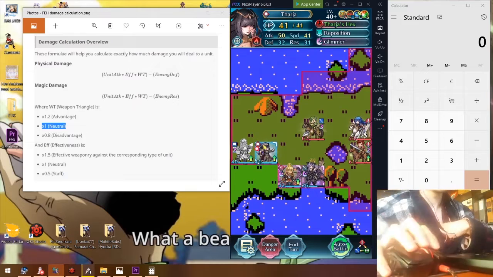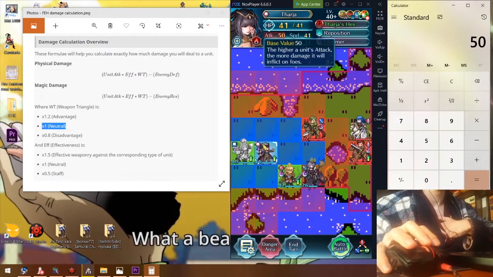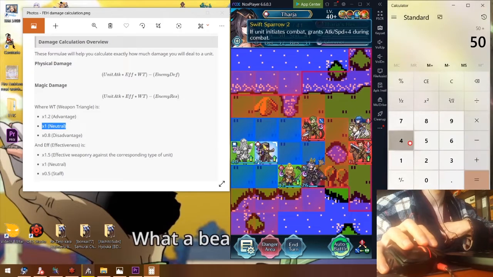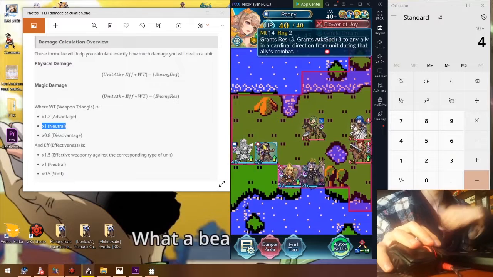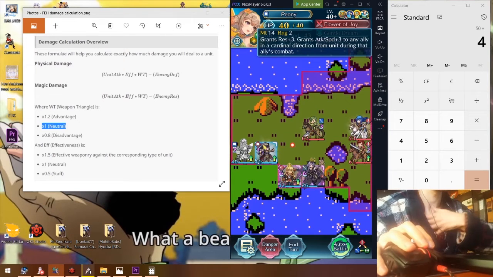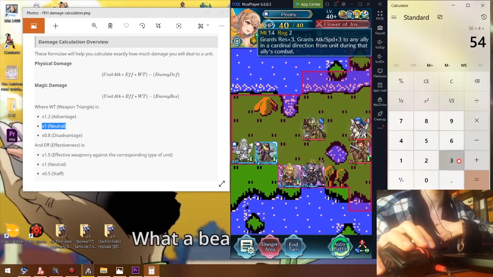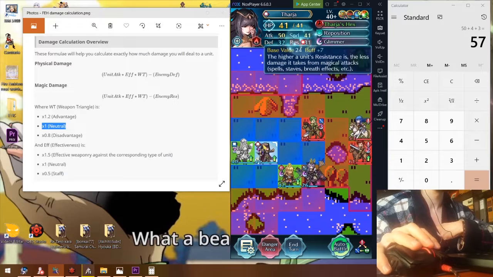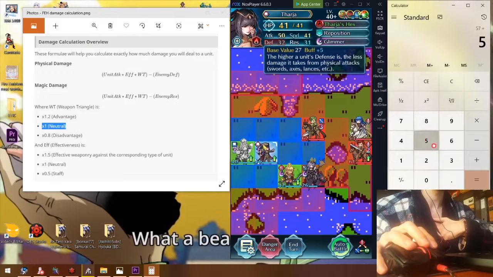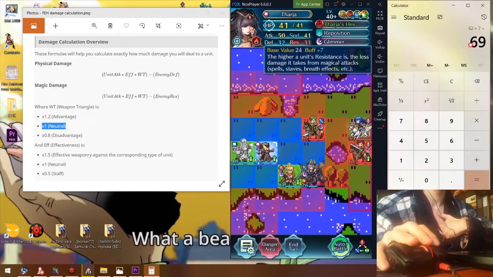So right now she has 50 attack plus 4 attack plus, if she attacks in Peony's cardinal direction, she also will be granted plus 3 attack. So 57 plus 12 from her bonuses. So plus 5 and plus 7. Nice.